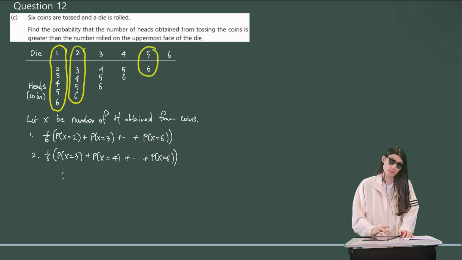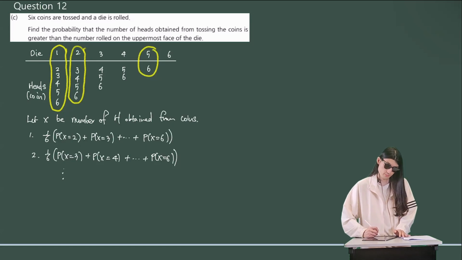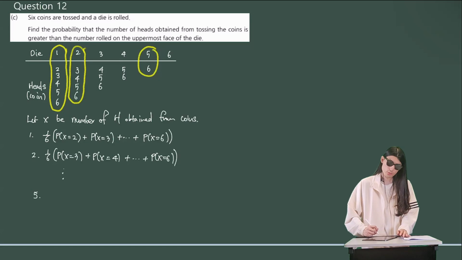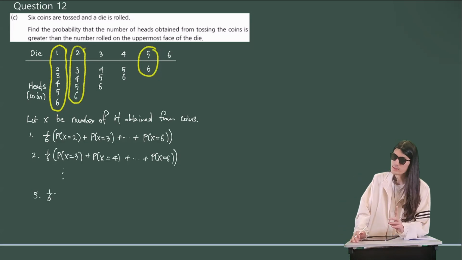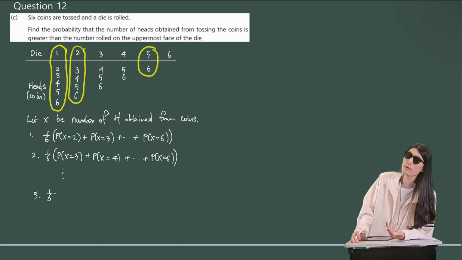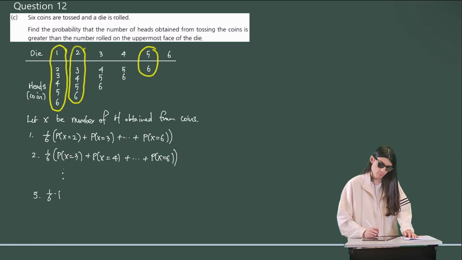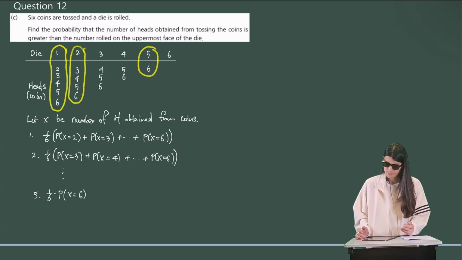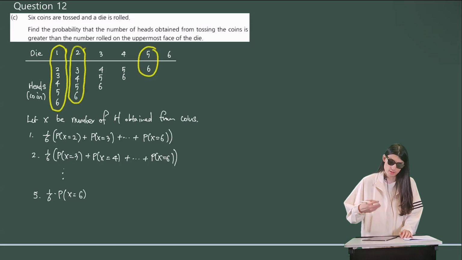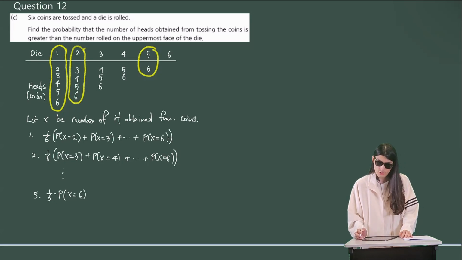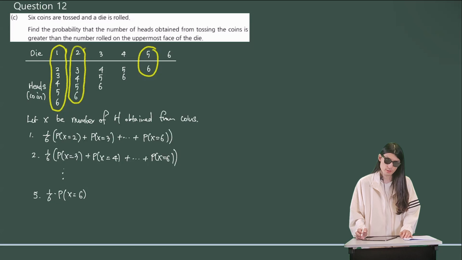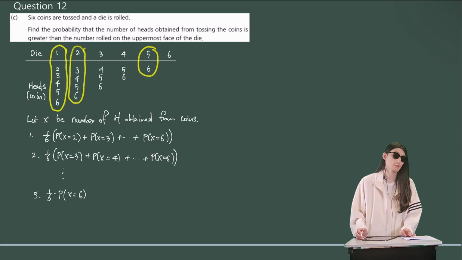This is the case when the die shows 5, isn't it? Case 5. Again, the chance of your die showing a 5, that again is 1 on 6. But when this occurs, you must get 6 heads out of 6 coins from your coin toss. So the probability that x equals 6. And the total probability that the number of heads obtained from tossing coins is greater than the number rolled on the uppermost face of the die.